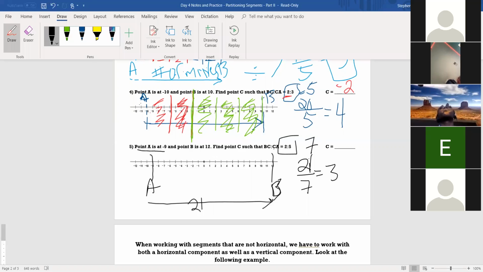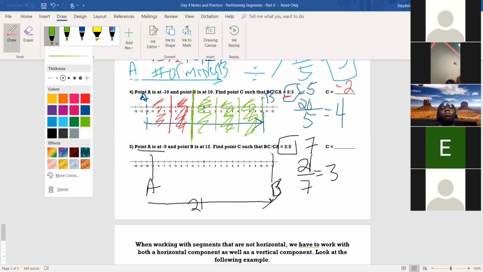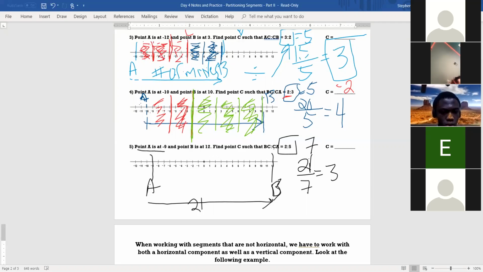So let's change colors. I like that green. So 1, 2, 3 at -6. There is our first partition. Then 1, 2, 3 at -3. There's our second partition. So right there at -3 is where C will be.